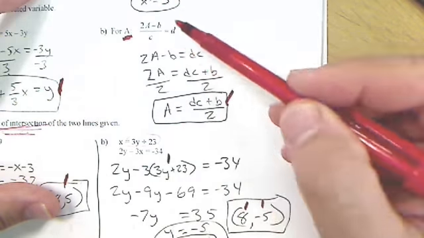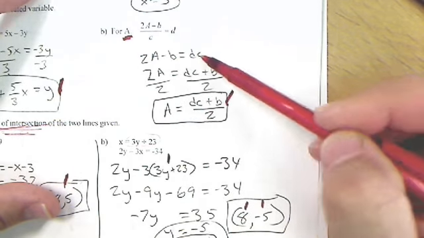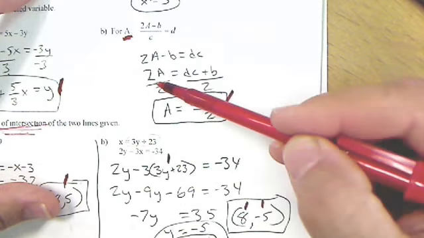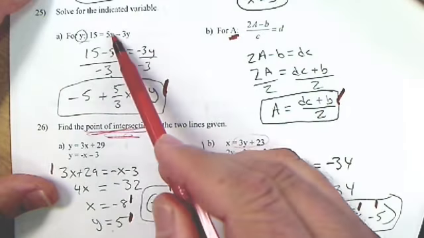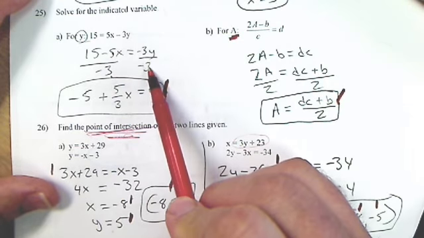Trying to get my a by itself, so I multiply by c first. That's how I got the DC. Add b to both sides, and then divide by 2, and there you go. Solving for y, subtract 5x from both sides, divide by the negative 3. Negative 3 divided by negative 3 is a positive 1.